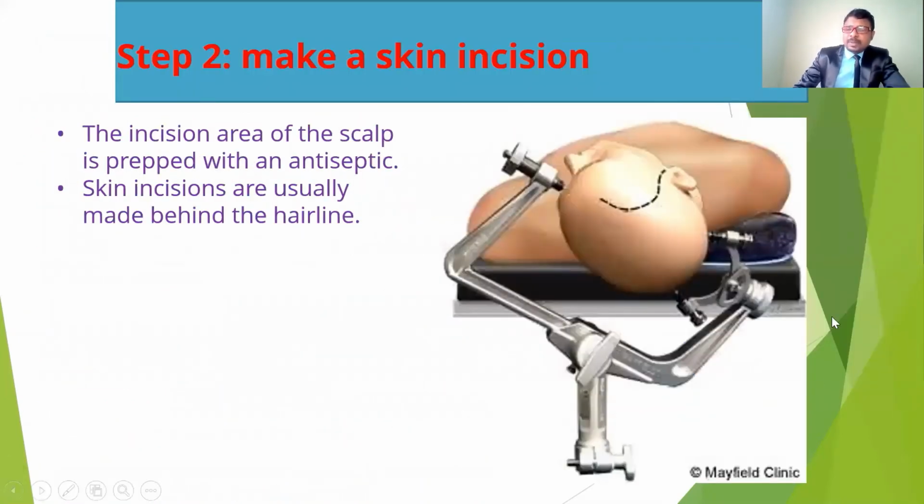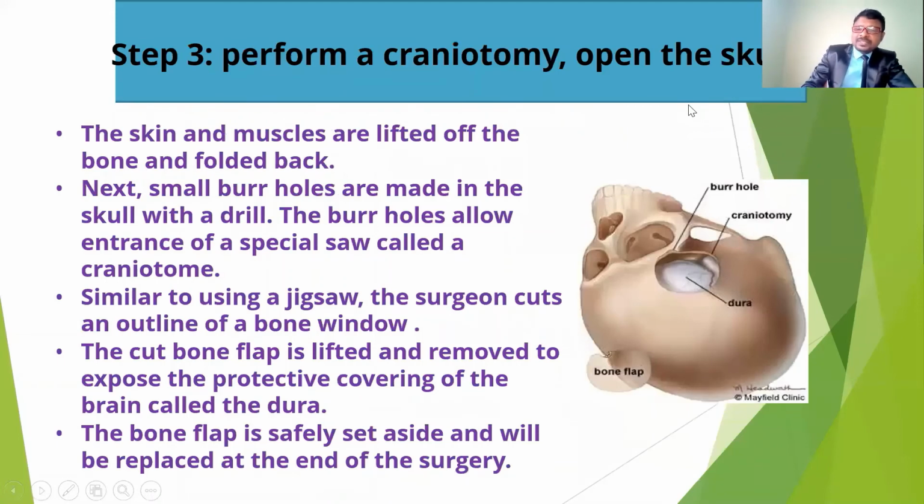After stabilization of the patient on the table with 3-pin fixation, the incision area and scalp are prepared with antiseptic. Then incisions are usually made behind the hairlines. So here is going to be the hairline, and behind the hairline we do the skin incisions. After the skin incisions, the skin and muscles are lifted up off the bone and folded back.